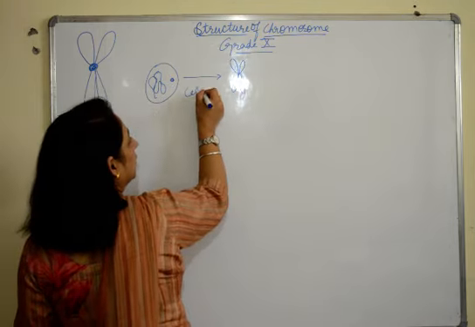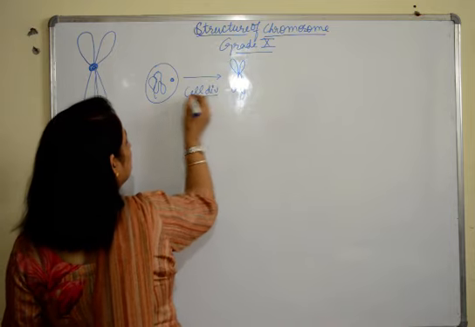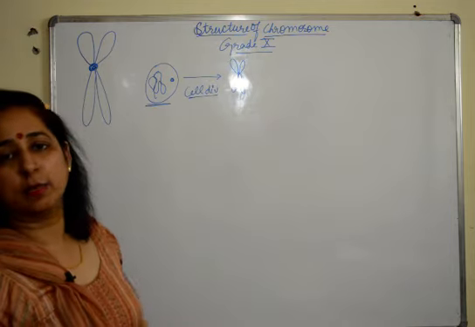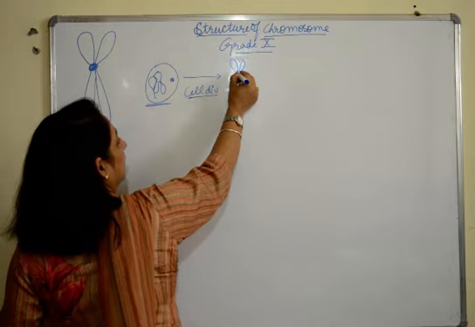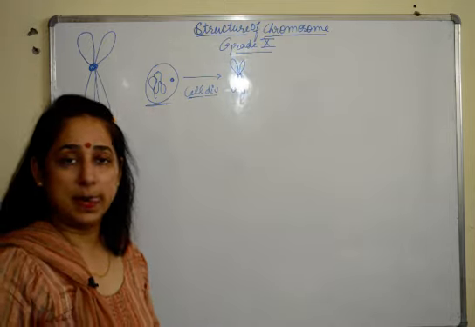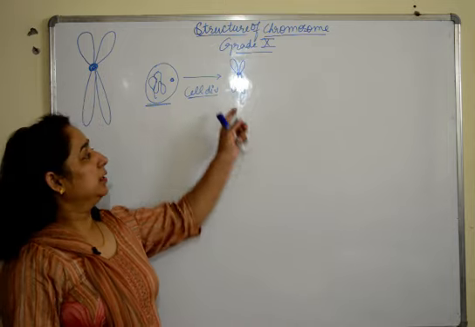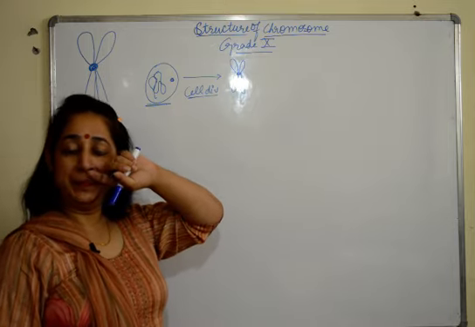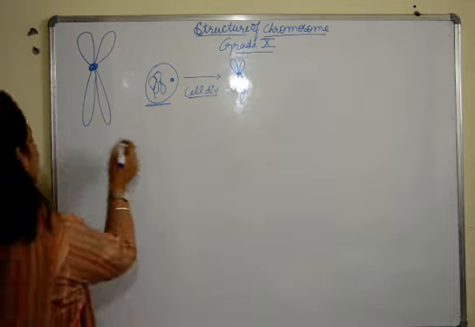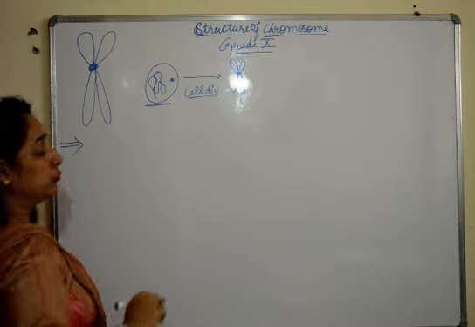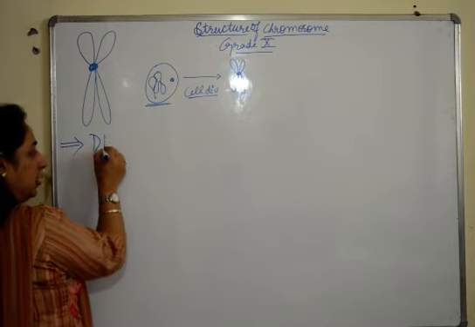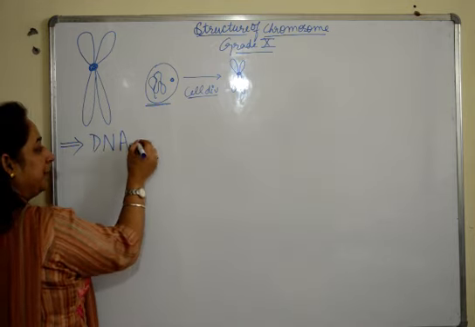First of all, we all know that it occurs during cell division. Otherwise, in a resting stage, it is always present as a chromatin material. But during the cell division, it forms these butterfly-like structures known as chromosomes. So we will be talking about the formation of a chromosome. First of all, what are the components which are required for formation of a chromosome? We require DNA.